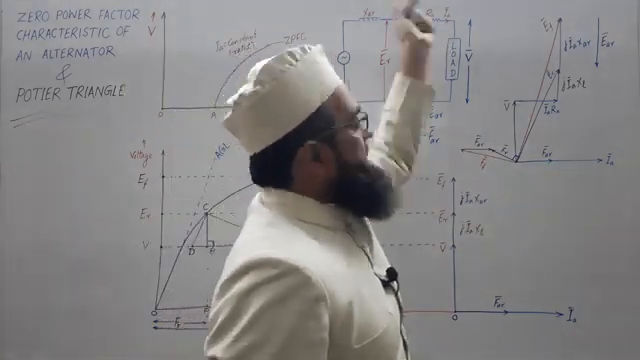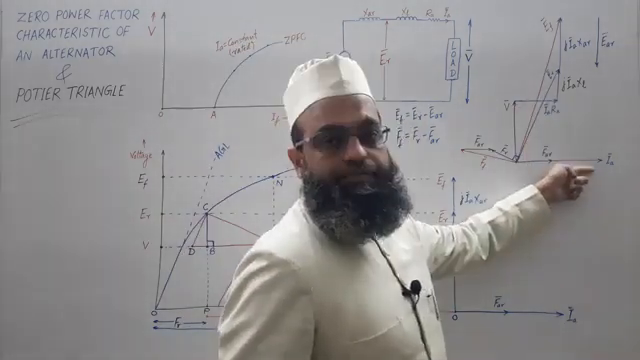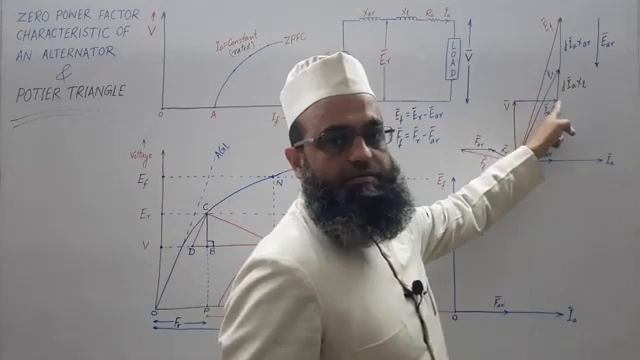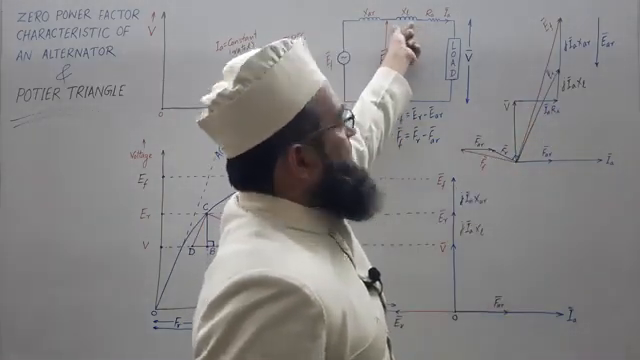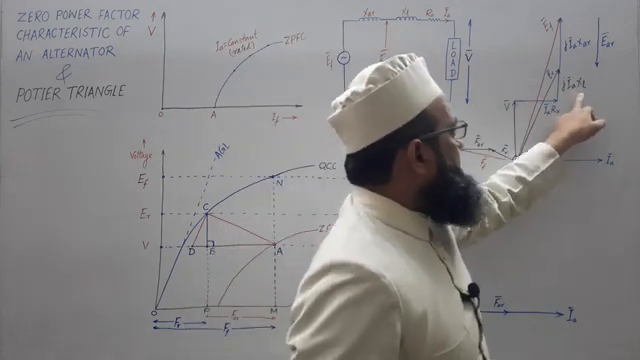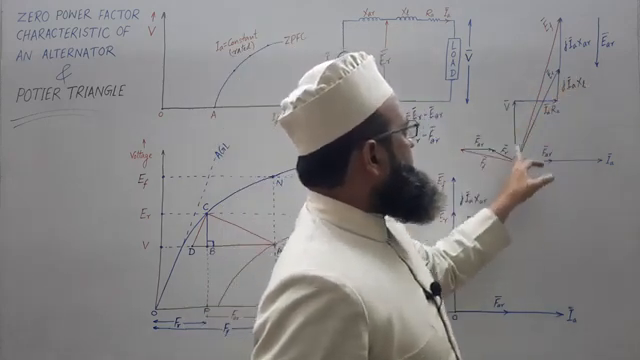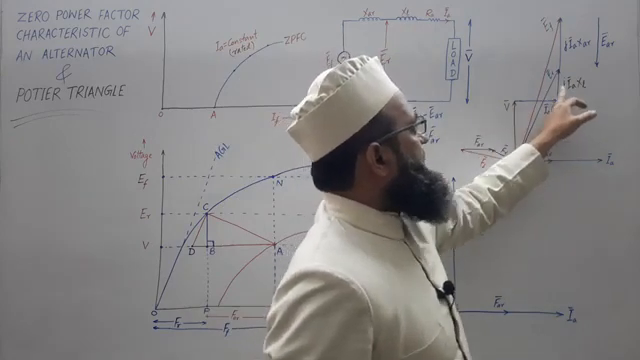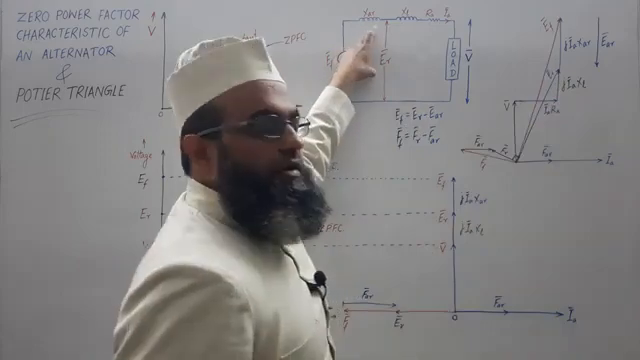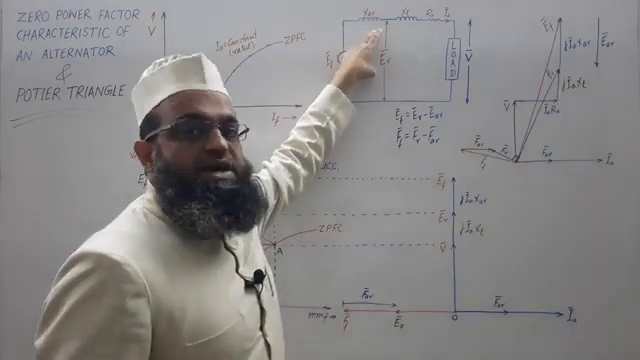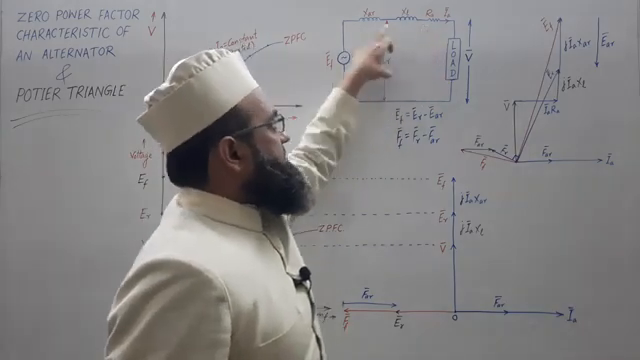Now, add this drop IARA. Obviously IARA drop will be in phase with IA. So, this is IARA. And then add this drop jIAXL. This will be perpendicular to this, and V plus IARA plus jIAXL will give you ER, the resultant air gap EMF. ER will be V plus IARA plus jIAXL, fine.